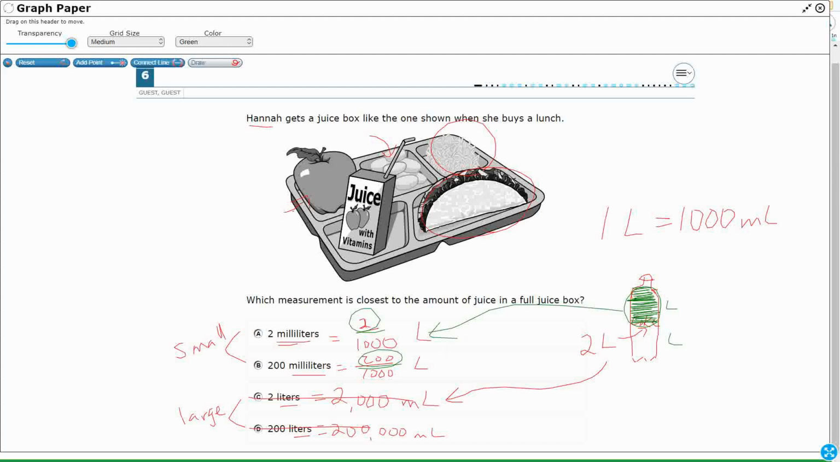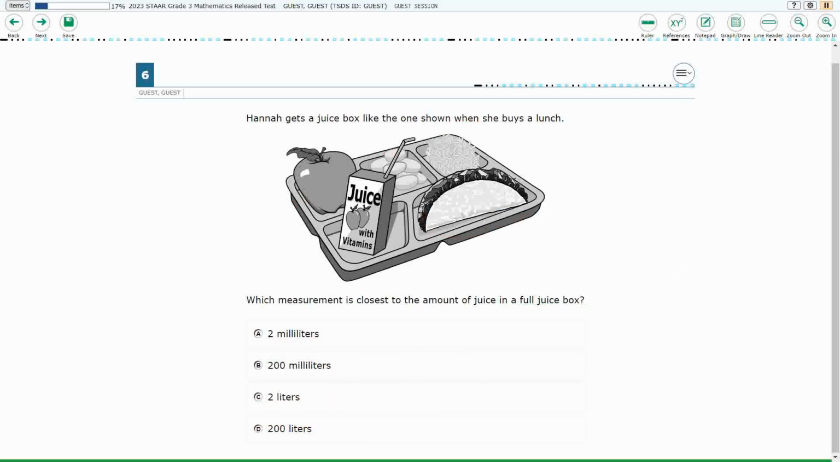That's going to end up being 2/10ths, okay? Because we can just drop 2 zeros here. That's going to be a little bit more like it, okay? It's not going to be a full liter, but it's not going to be 2 milliliters because these are milliliters. When we're thinking of milliliters, we really think of eyedroppers, right? You measure medicine in the syringe in milliliters. So our best answer here is going to be B, 200 milliliters.